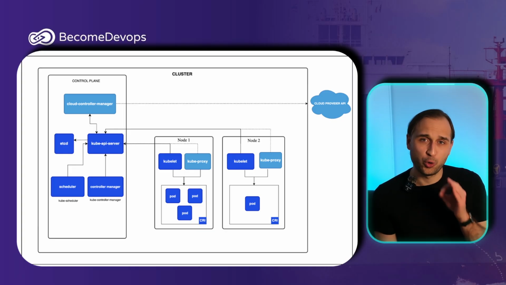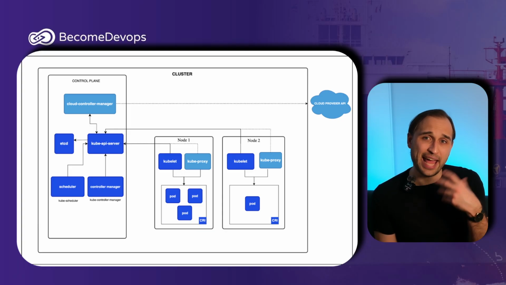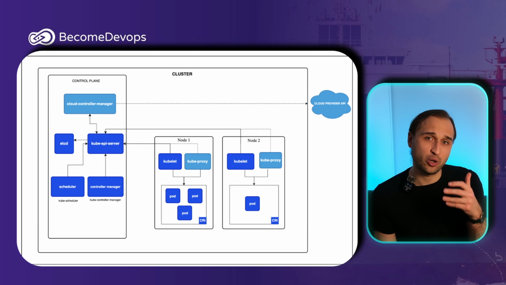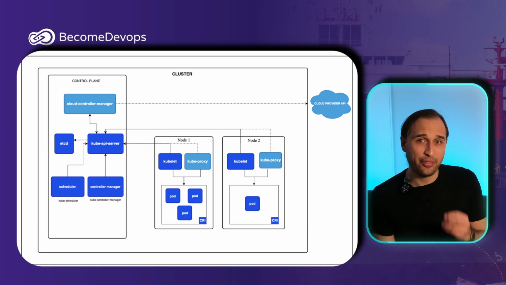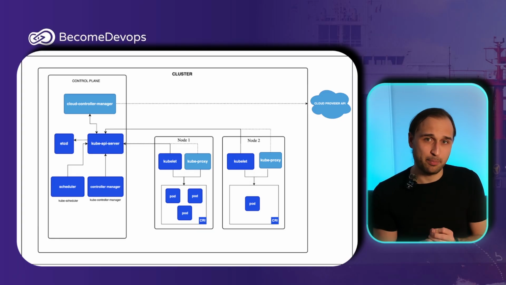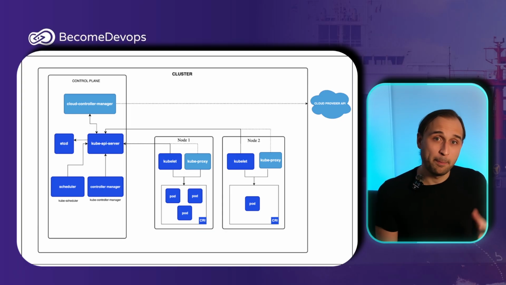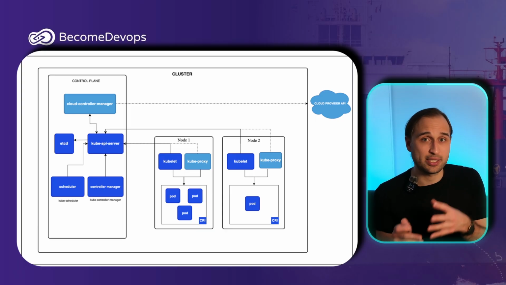Another element, Kubelet. The Kubelet is the agent that runs on every worker node and communicates with the Kubernetes control plane. It interacts with the container runtime to start, stop, and monitor containers inside the pod. So the kubelet ensures that the desired state of each pod, as defined by the control plane, matches the actual state on the node.